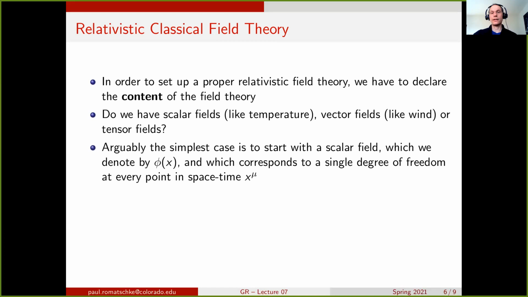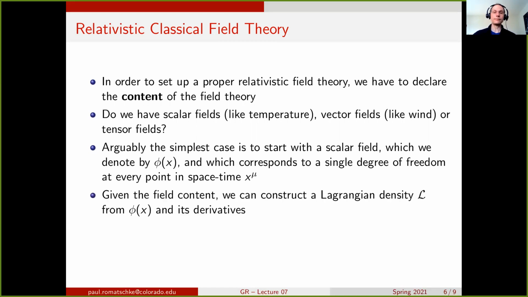The simplest case that we can start with is a scalar field, which we again denote by phi of x. And this corresponds to a single degree of freedom at every point in space and time. So this is why it's called a field theory rather than just a point vector. Given the field content, we can then proceed to construct the Lagrangian density L from the field phi and its derivatives.